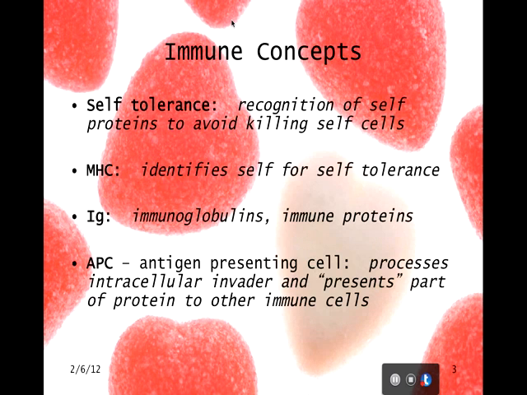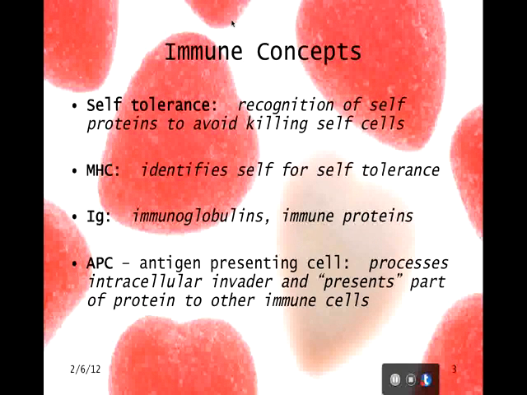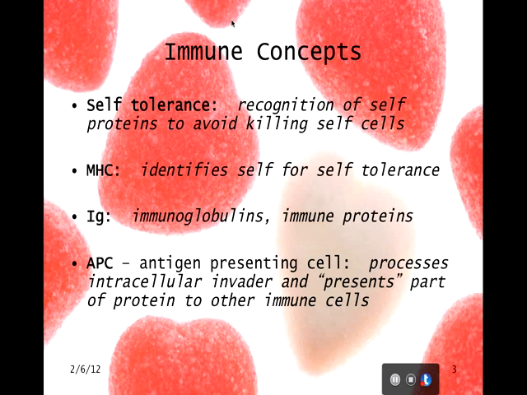An important principle in immunity is self-tolerance. The body must learn to recognize its own cells and proteins to avoid destroying them. The MHC is the marker that identifies self for self-tolerance. The immunoglobulins are immune proteins involved in the immune response that are in the plasma.